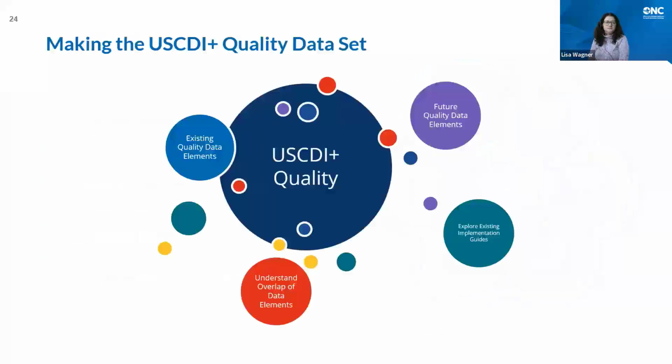So the initial USCDI Plus quality data element list builds on analysis and review of existing quality data elements and the exploration of existing implementation guides. We're also looking at what's in the works with changes or updates to quality specific data elements. And this is feeding into our broader understanding of where there are overlaps and need for harmonization across quality programs. Next slide, please.